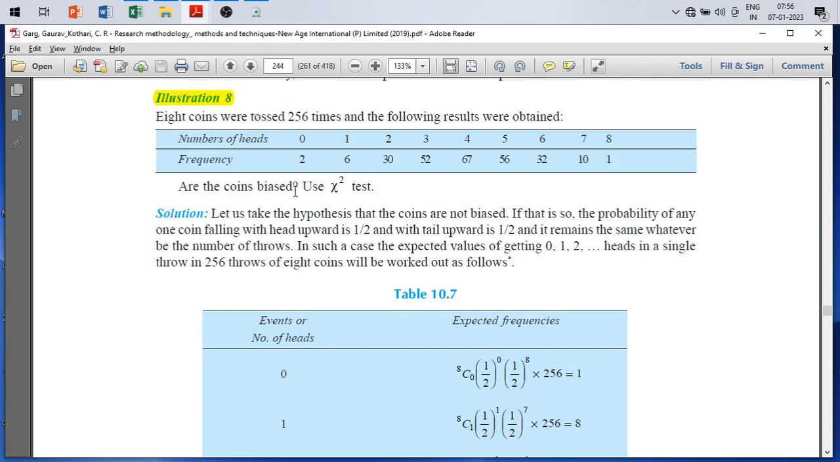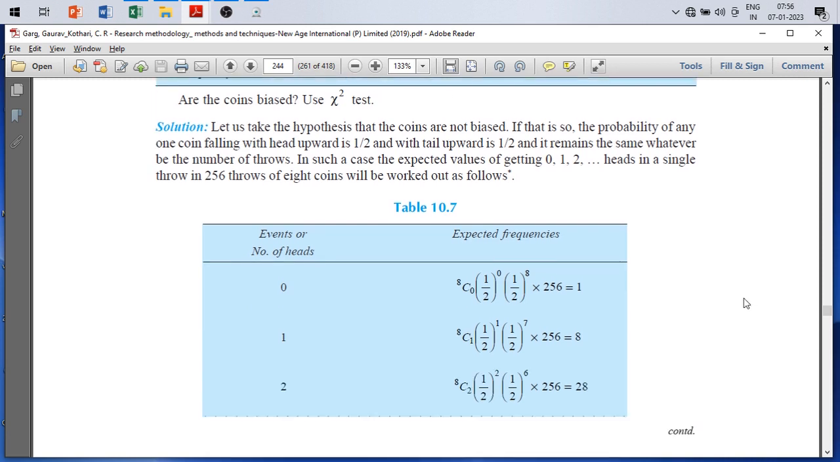Okay, so we are given the frequencies from the experiment, and as we did in the previous examples also, first we need to work out the expected frequencies. Based on our hypothesis, the hypothesis will be that the coin is unbiased. If the coin is unbiased, we can work out the expected frequency for 0 heads, 1 head, like that. Which is worked out in this table.